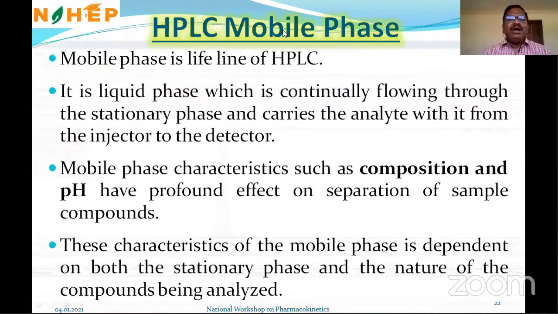Next, coming to the mobile phase. The mobile phase is the lifeline of the HPLC. It is a liquid phase which is continually flowing through the stationary phase and carries the analyte with it from the injector to the detector. The mobile phase characteristics such as composition and pH have a profound effect on the separation of sample compounds. These characteristics of the mobile phase depend on both the stationary phase and the nature of the compounds being analyzed.